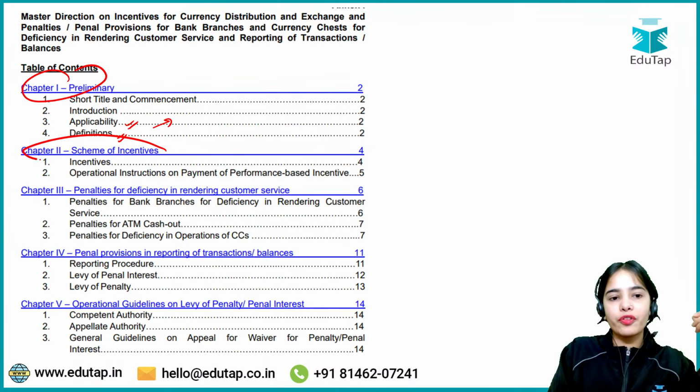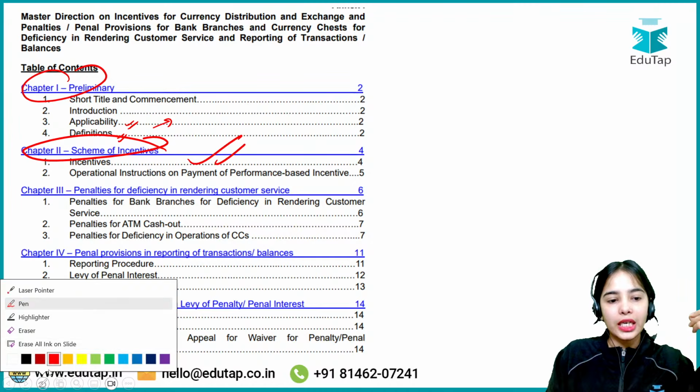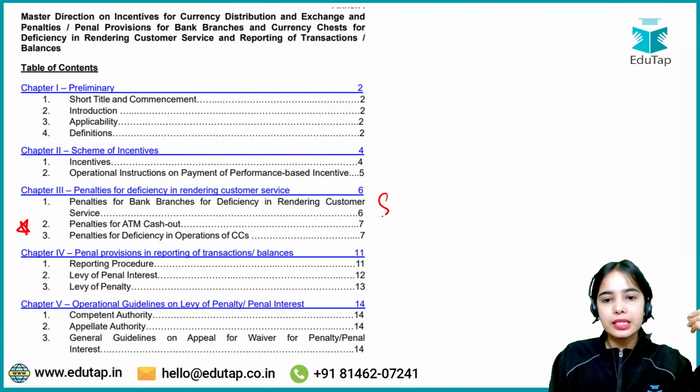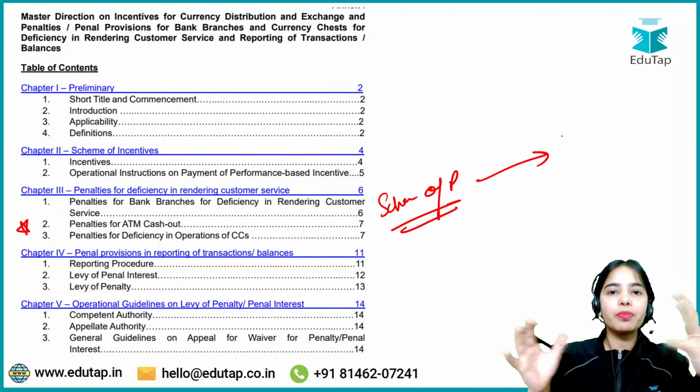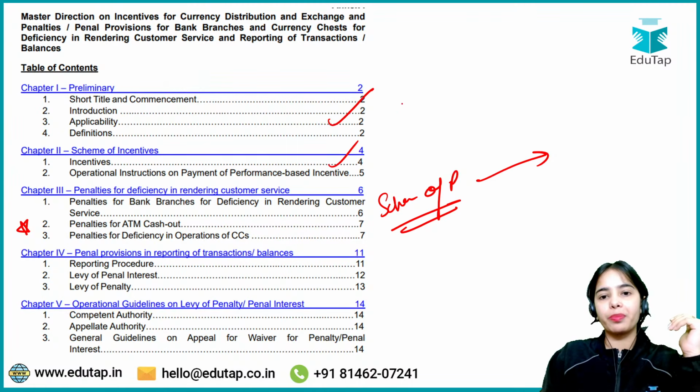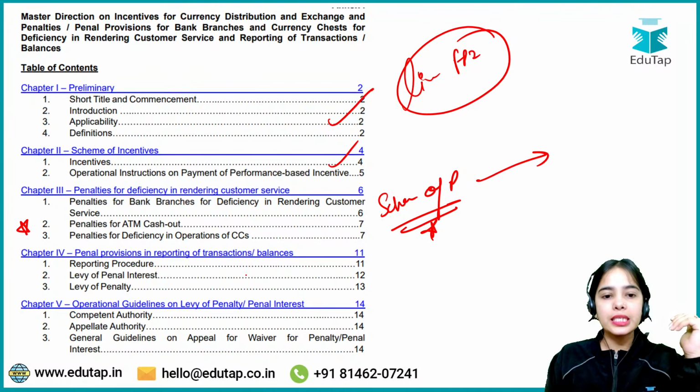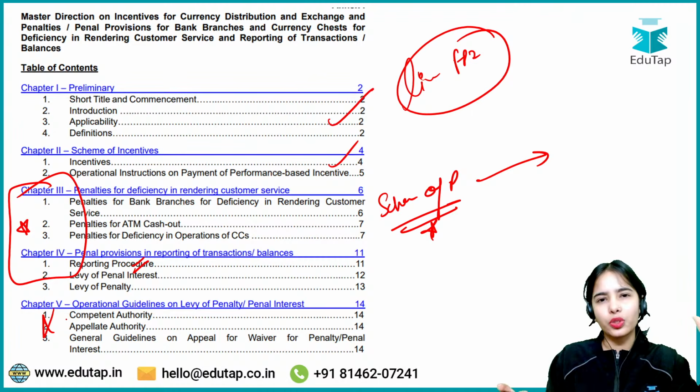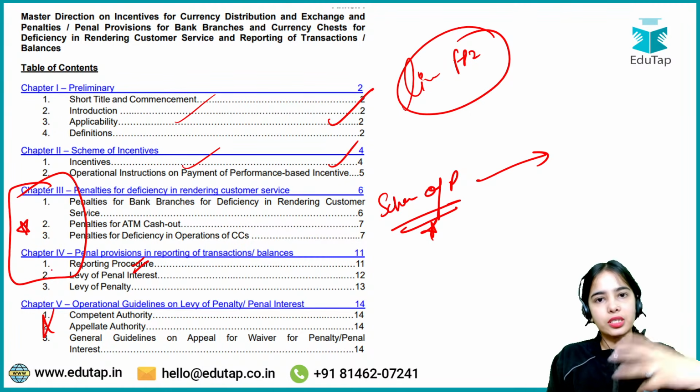The second chapter, scheme of incentives, is also done. Now the third chapter, that is penalties, the scheme of penalties, we will do in the next session, because it has multiple data points and I do not want you to get confused with the different data points. Focus on the session that I have taken today, where we have discussed the two chapters and the limits for the FPIs. In the next session, we will discuss the scheme of penalties and the penal provisions. These two chapters are important. The fifth chapter is not so important. Okay, so two chapters have been done, and the next two chapters will be done in the next session.